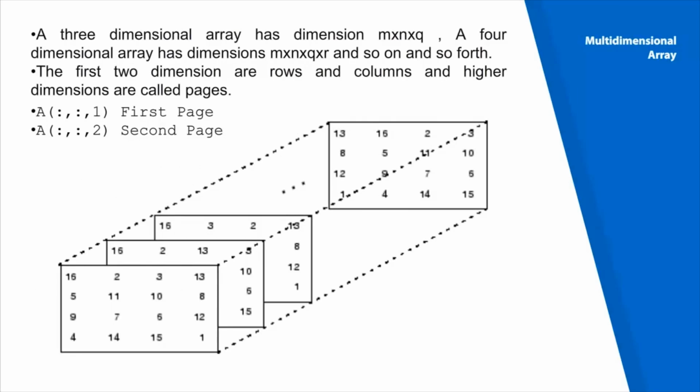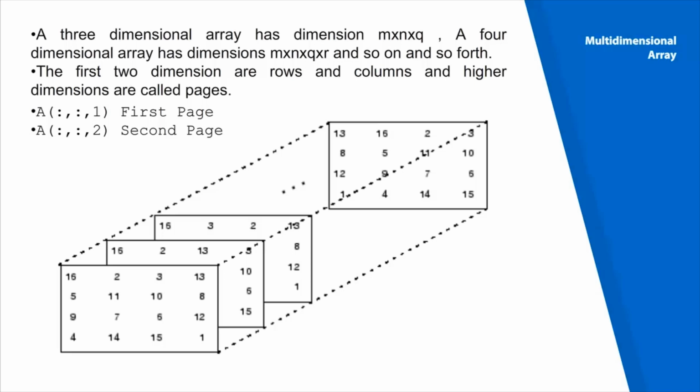Multi-dimensional arrays. A 3-dimensional array has dimension m cross n cross q. A 4-dimensional array has the dimension m cross n cross q cross r, and so on for the fifth dimension, and so on and so forth. The first two dimensions in a multi-dimensional array are rows and columns. So how do we access these multi-dimensional arrays? The example shown here is a multi-dimensional array with 4 rows and 4 columns and n pages. So it is basically a 4 cross 4 cross n array.